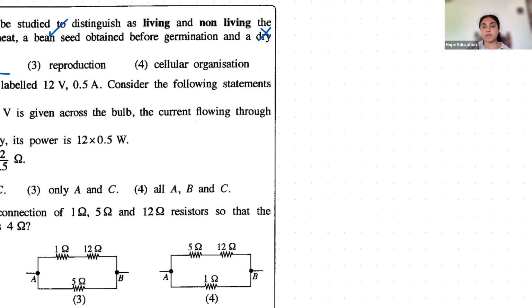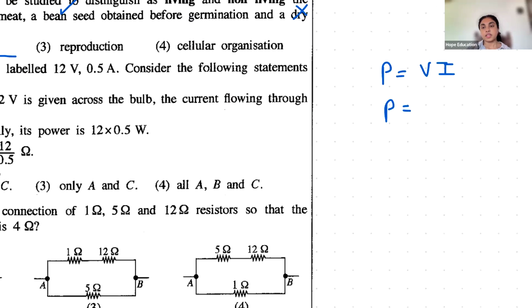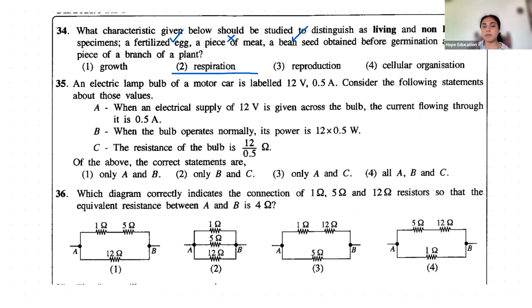We know equation P equals VI. මම දන්න ටික හදාගෙන යනවා. So power can, now voltage is 12 volts, current is 0.5 amperes. So මේ දෙක multiply කරාම අපිට power එක එනවා watt වලින්. ඔන්න multiply කරලා ගන්නත් පුළුවන්. So 12 multiplied by 0.5 watt කියලා මම නිකම් මෙහෙම තියන්න. එහෙනම් B කියන sentence එක හරි. When the bulb operates normally, its power is 12 multiplied by 0.5.